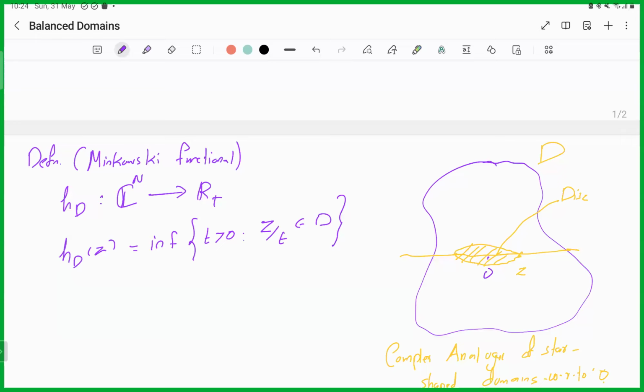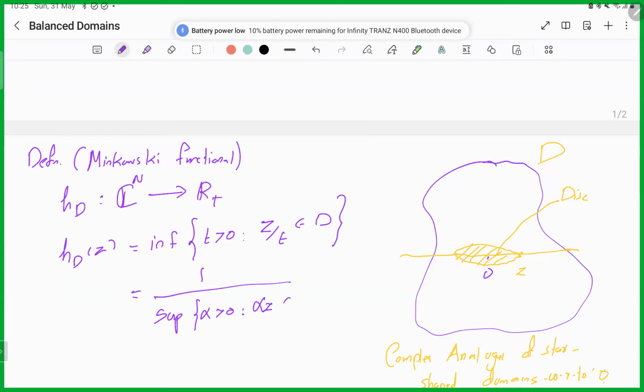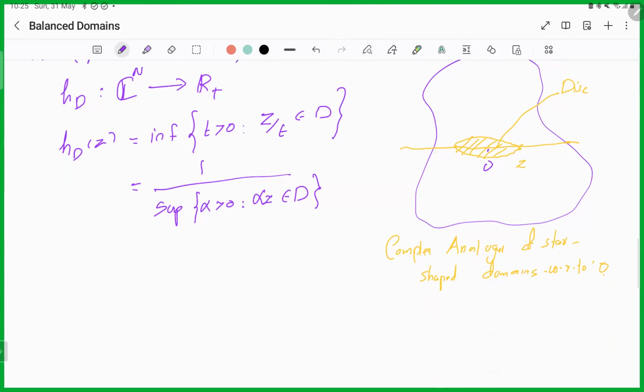T is a positive real number. We dilate z by 1 by t, and we check that it belongs to D. We take the infimum of all such t. We can check what the Minkowski function means more precisely. We can rewrite it as 1 by the supremum of alpha greater than 0 such that alpha z belongs to D. This is more clear, right?